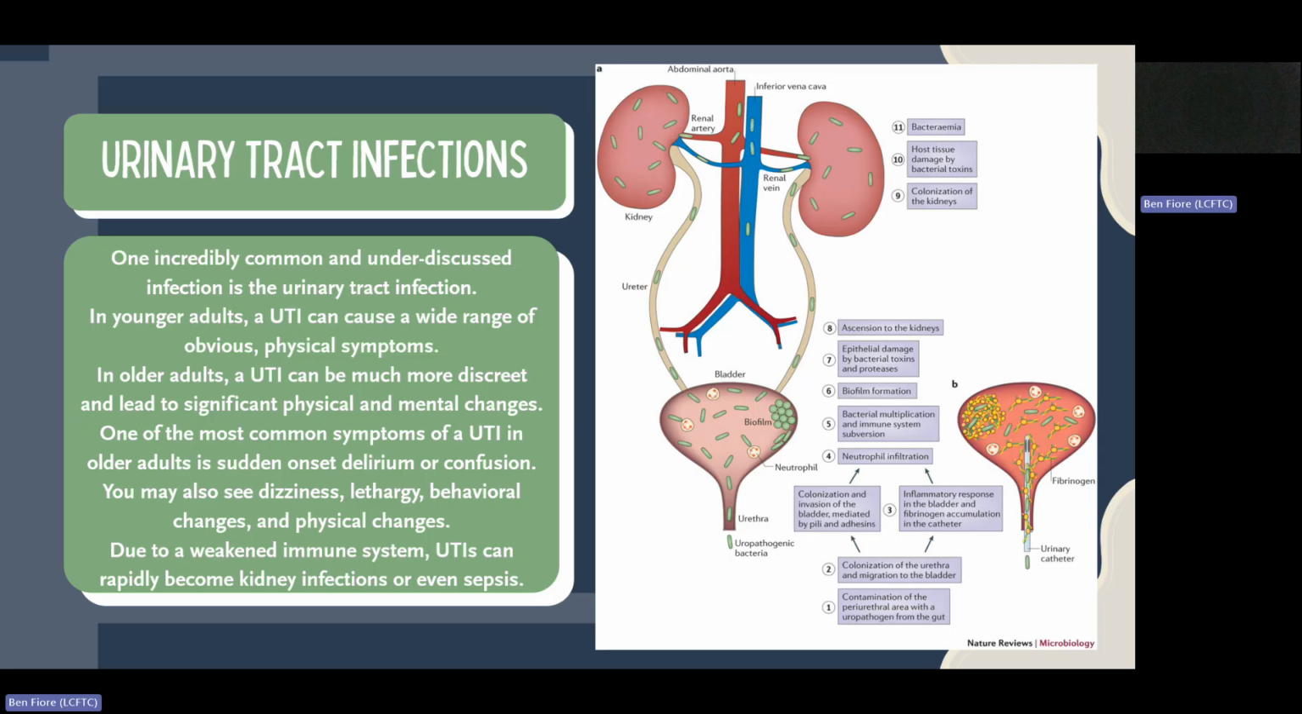When we get older, so it says here, UTIs can cause a wide range of obvious physical symptoms. In older adults, a UTI can be much more discreet, but lead to significant physical and mental changes. One of the most common symptoms of a UTI in older adults is sudden onset delirium or confusion. You may also see changes to dizziness, lethargy, behavior, and other physical changes. Due to a weakening immune system, UTIs can even rapidly become kidney infections, which can lead to sepsis.